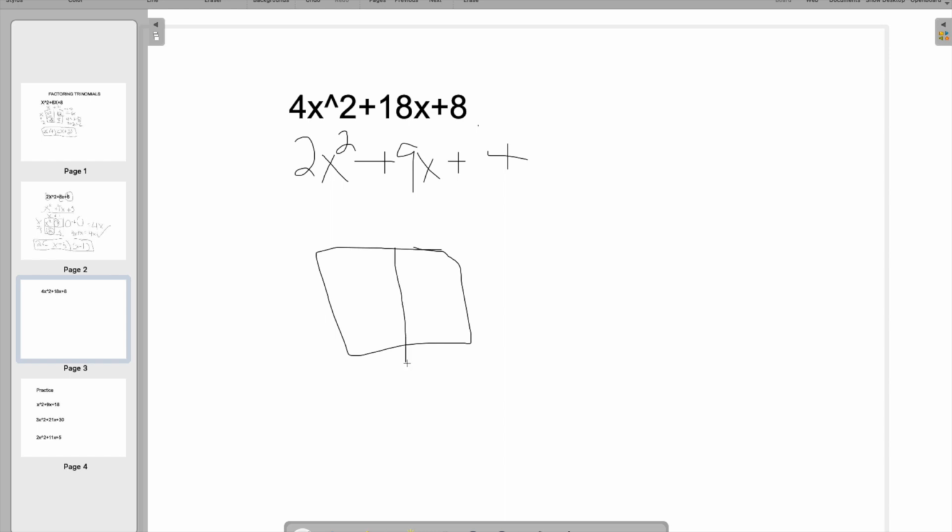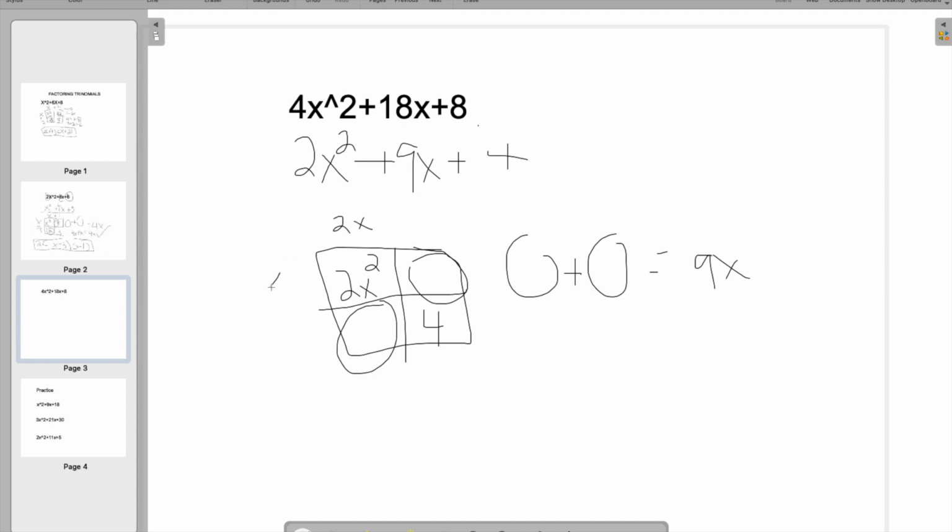Now we're going to do the box method. So you're going to write 2x squared on the top box, 4 on the bottom box, and the middle two boxes are going to equal 9x. So I'm going to write 2x on the top and x on the side, because 2x times x equals 2x squared. And everything's addition, so we're just going to use the addition sign.